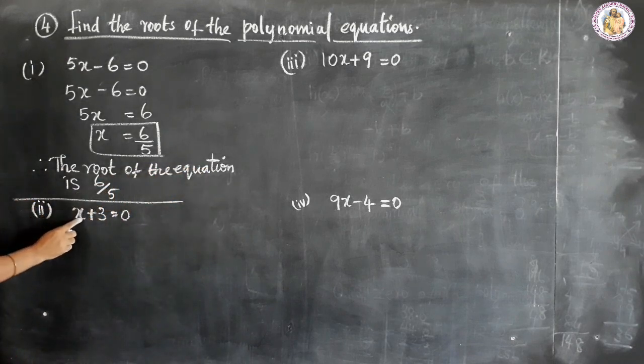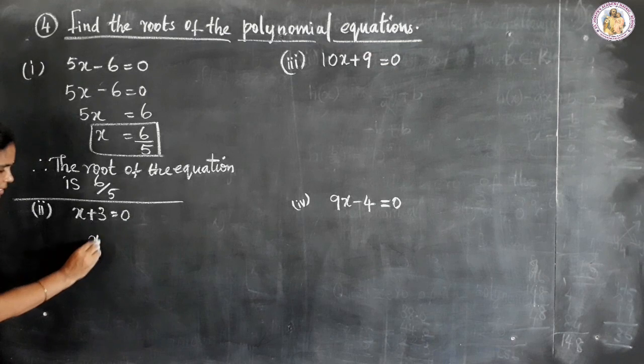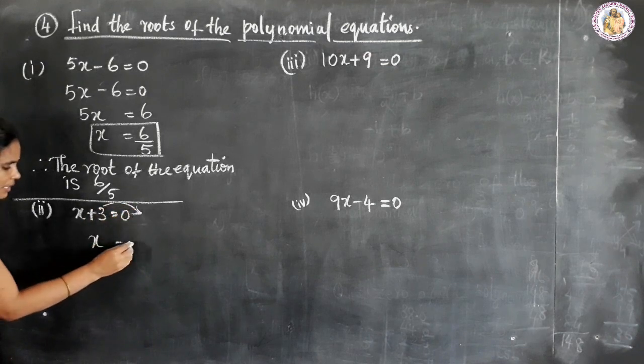And question number 2, x plus 3 is equal to 0. X plus 3, while it goes to the right side it becomes minus 3.